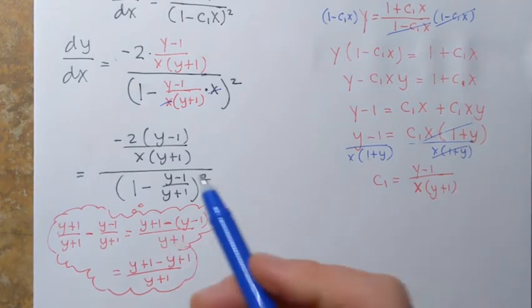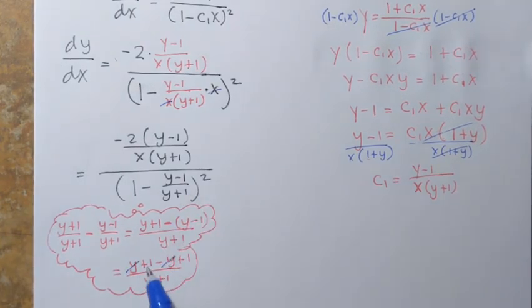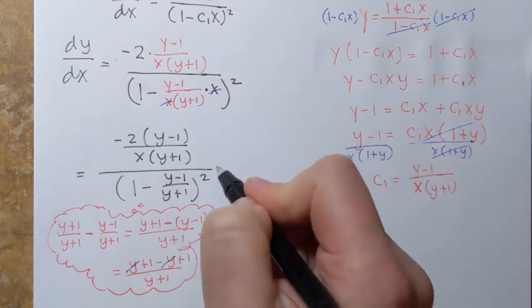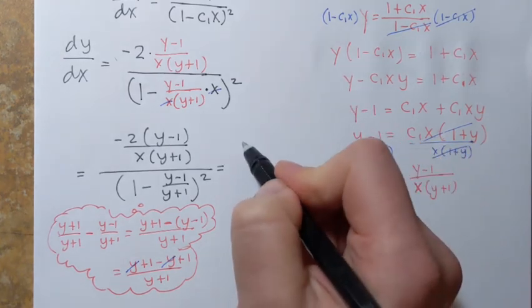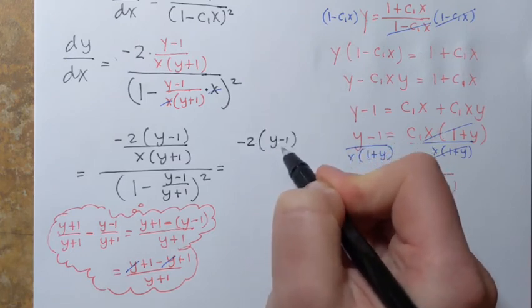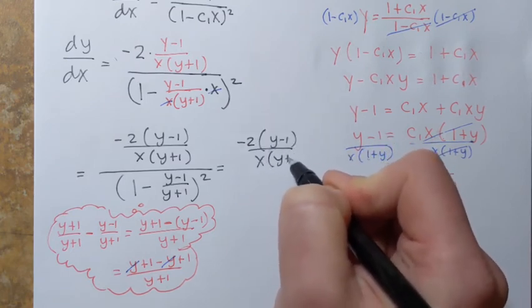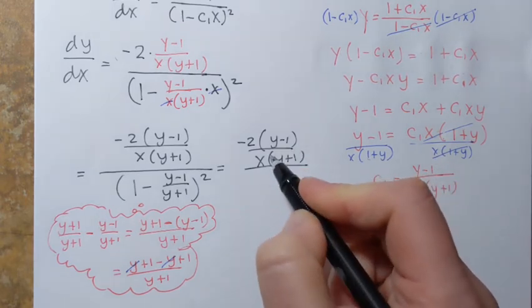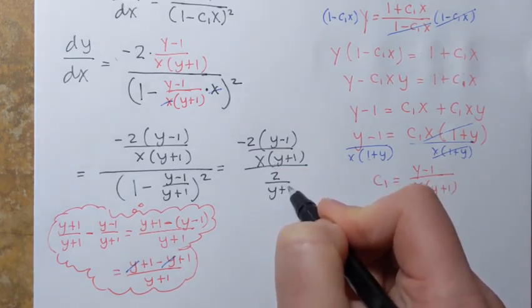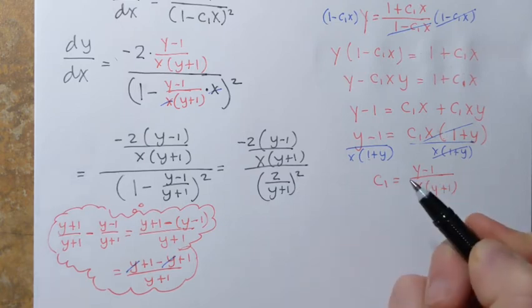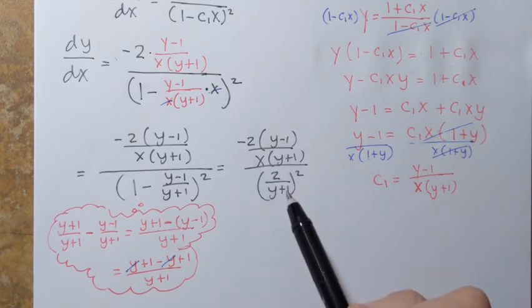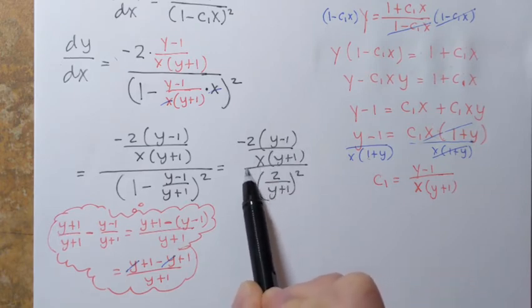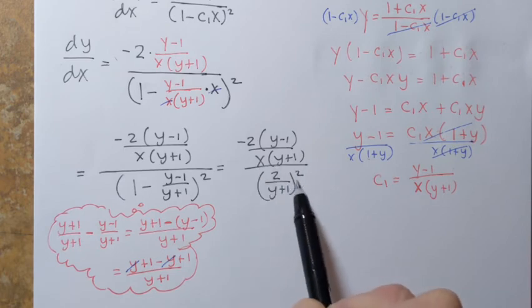Now what do we see? We see that the y's will cancel, and it's going to be 2. Okay, perfect. Let me rewrite it: -2 times (y minus 1) over (x times (y plus 1)) over, and now we have 2 over (y plus 1), but that's all to the second power, right? So I think we're ready to finish this complex fraction by rewriting it using the division operation.